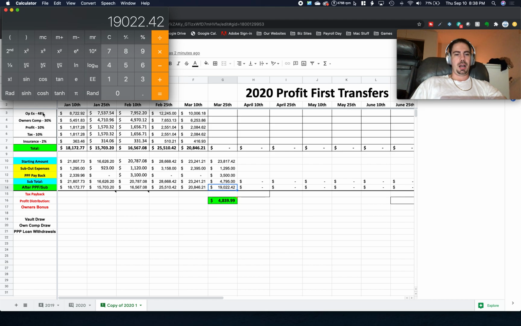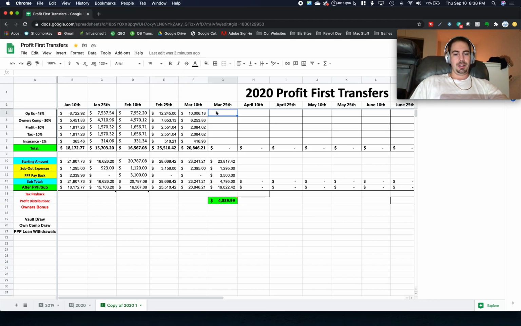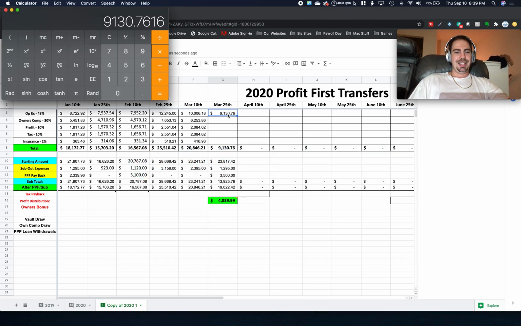So first we got our OPEX account, that's 48%. So all you're going to do is do times 48%. And we see, okay, 48% of what we just entered in is $9,130.76. So 9130.76 goes into here. I wish that point wasn't there. That would be beautiful, but it's not realistic. All right, so that's our first one. Now we're gonna clear out, memory recall.